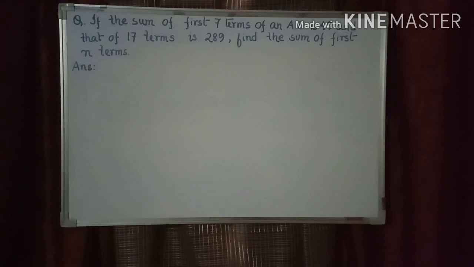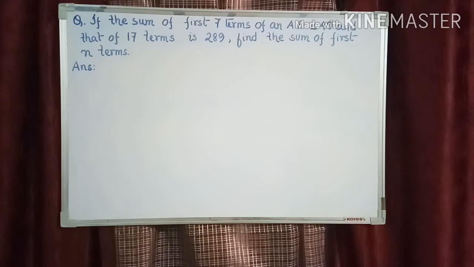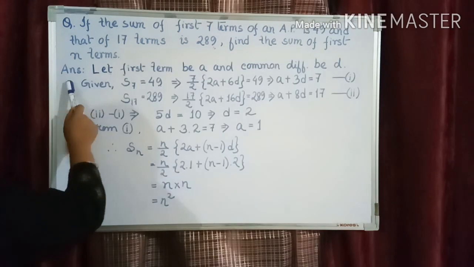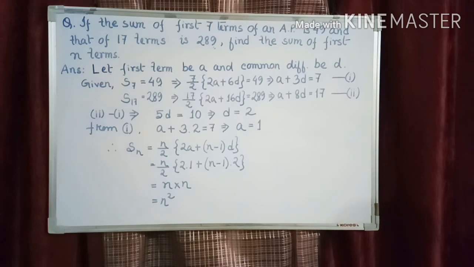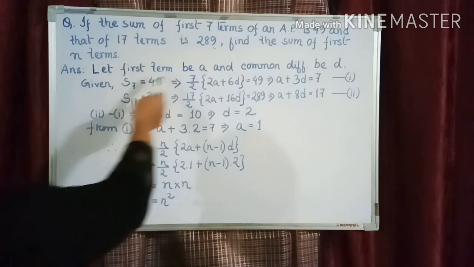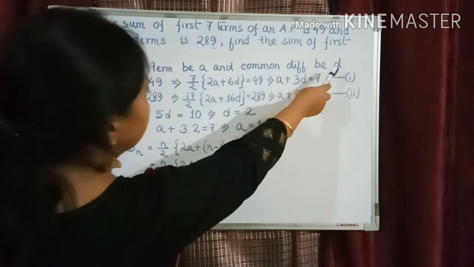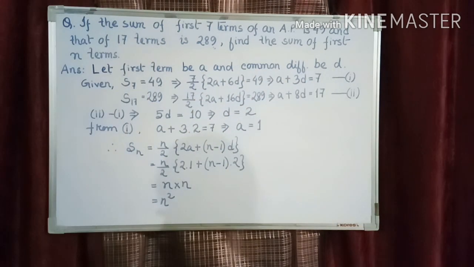Now look at this question. If the sum of the first 7 terms of an AP is 49 and that of the first 17 terms is 289, find the sum of the first n terms. Answer: here the first term and common difference are both unknown, so we will take the first term as A and the common difference as D.